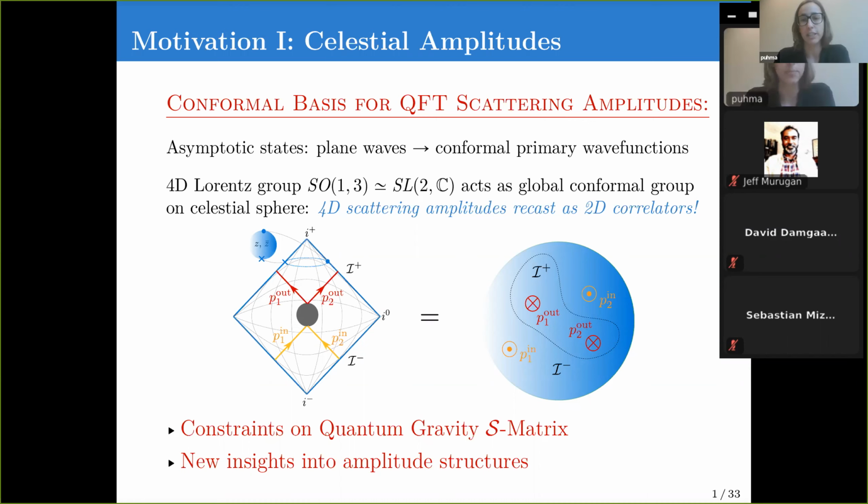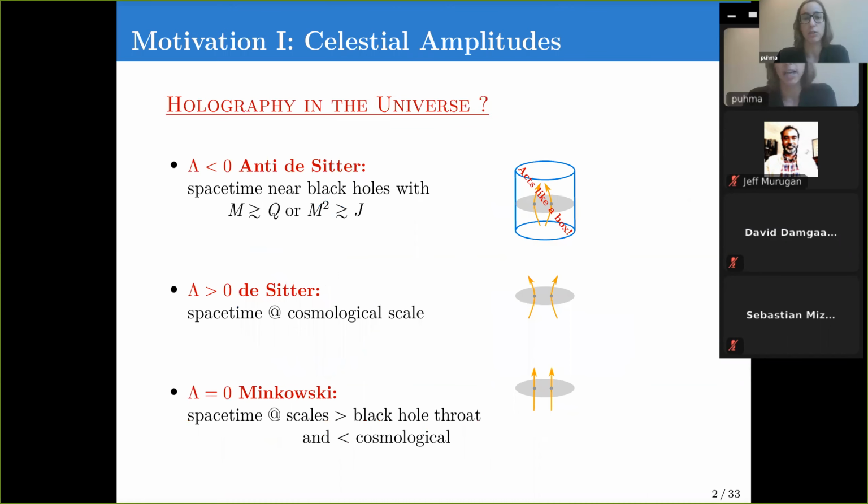Now, there is another motivation besides this interesting aspect of studying quantum field theory from a different perspective. And this arises because celestial amplitudes make conformal properties manifest. And so this opens the window for attempting to construct a holographic dual to quantum gravity in asymptotically flat space. We already know of examples like this in negatively curved space, in anti-de Sitter space, and to some extent also in spacetimes with a positive cosmological constant.